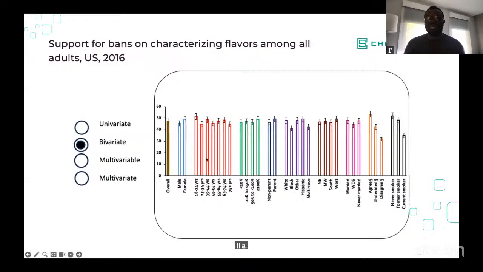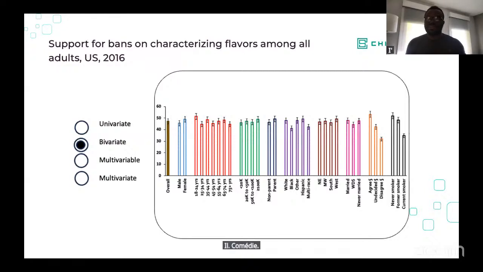So here we're simply looking at the percentage of individuals who support bans on characterizing flavors by these different characteristics. So this is the overall percentage who support bans on characterizing flavors in the overall population. And then these are the percentages by gender, by age, income, and so many other variables. So in each case, we're looking at that percentage in that group alone. Here, we're looking at the percentage for support only by age, only by income, and so on and so forth.